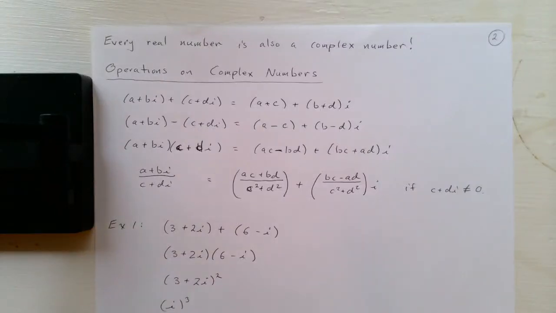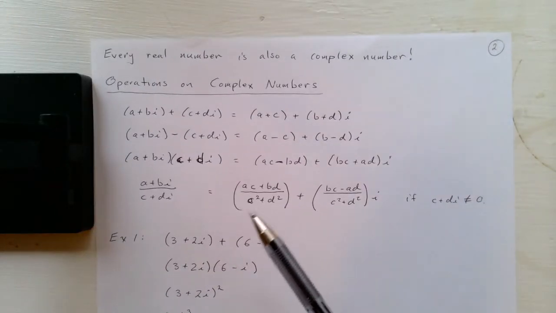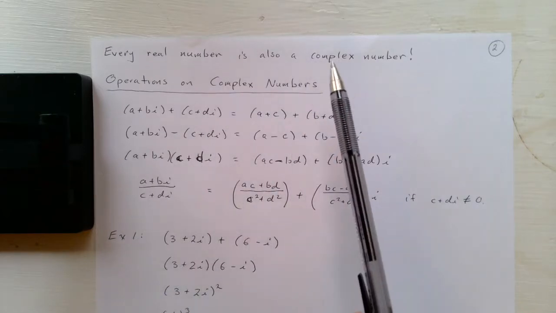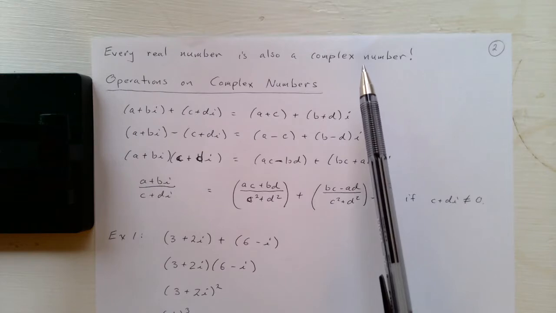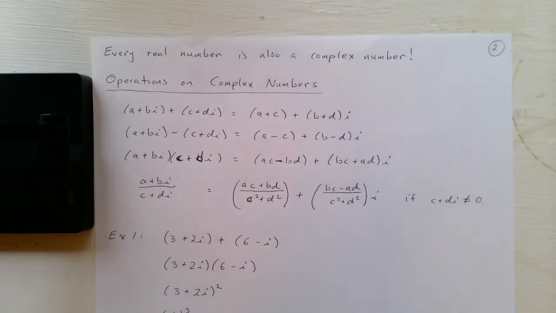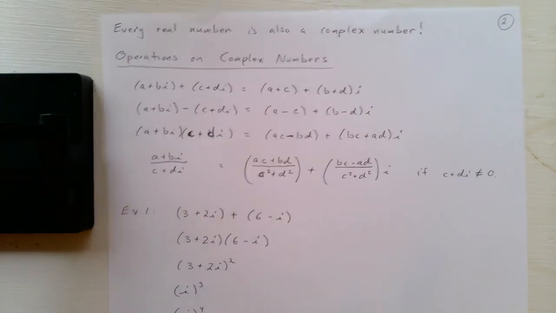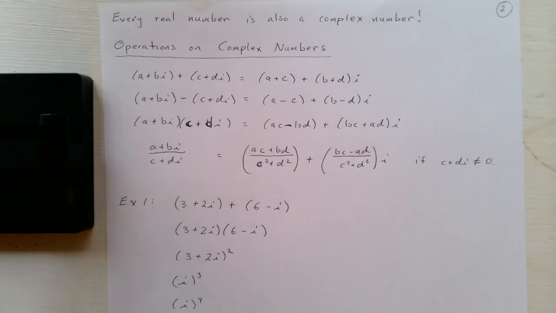So the important thing to remember from the last example is that every real number is also a complex number, even though certainly not every complex number can be a real number. So with complex numbers, to make them useful and interesting, we can extend the traditional operations of addition, subtraction, multiplication, and division to complex numbers.